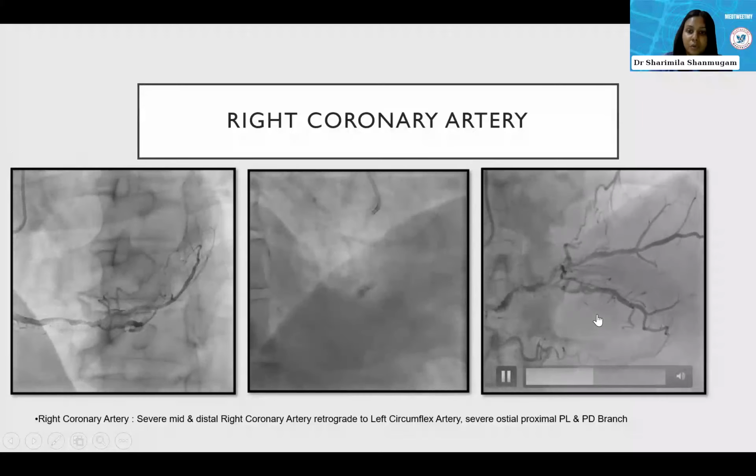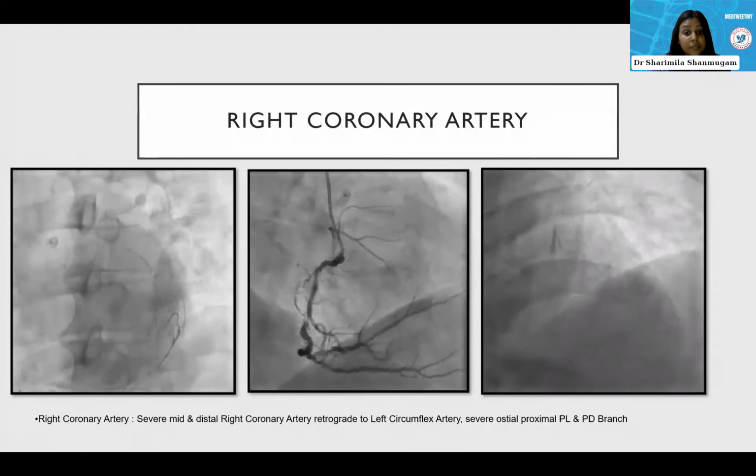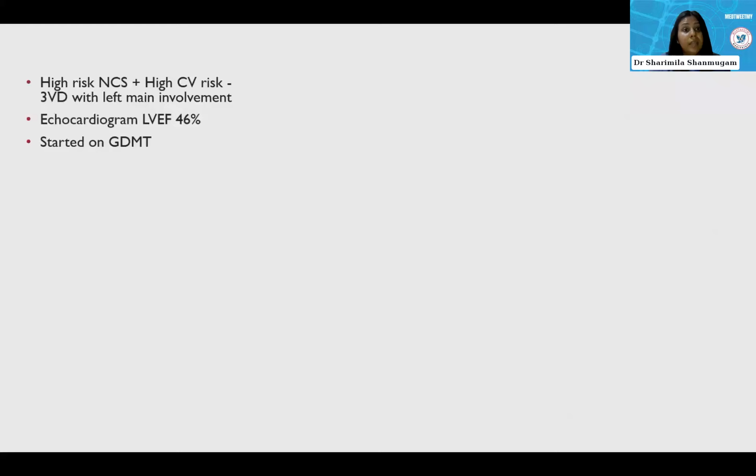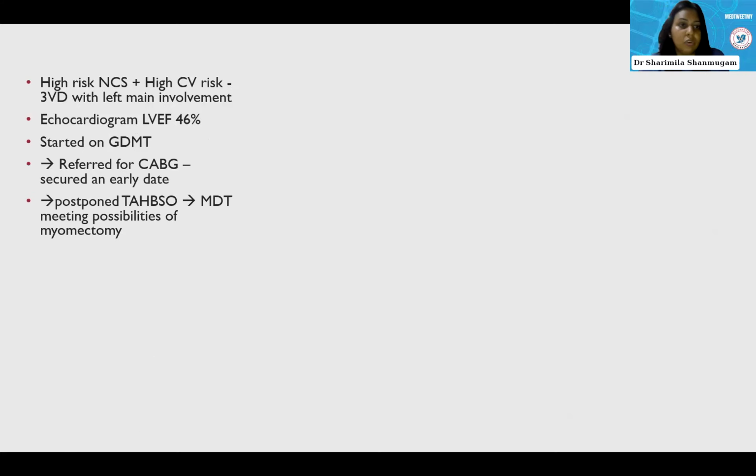So very unfortunate for her, now that she has a 3-vessel disease, including the left main, right, and also the severe in-stent stenosis. The ejection fraction is 46%. We started her on guideline-directed medical therapy for her heart failure. We referred for bypass surgery. It will be a first option for her. And we managed to secure an early date.